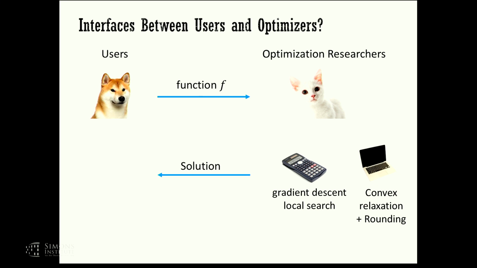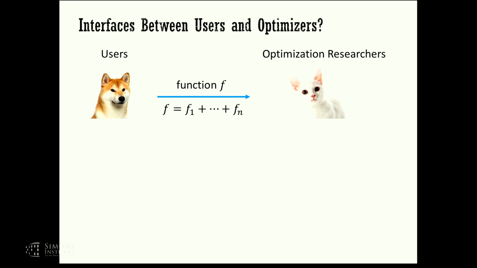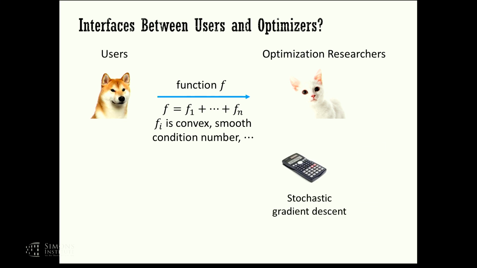And it doesn't really matter how we solve it. We need to give back a solution, and the users only have to check whether the solution is good or not. In the context of machine learning, because we sometimes want to consider the balance between optimization and statistics, these interfaces are augmented with more properties of the function. For example, we can say the function is a sum of functions, which is very typical in the machine learning setting. And maybe we can also have other properties of the function, like the function is convex, smooth, strongly convex, or we have good condition numbers, and so on and so forth.